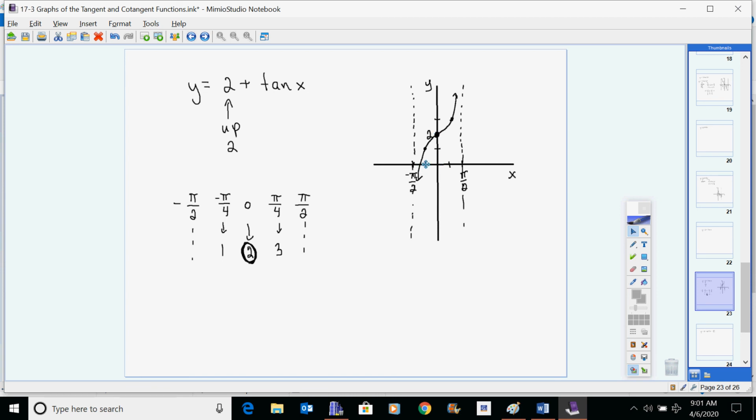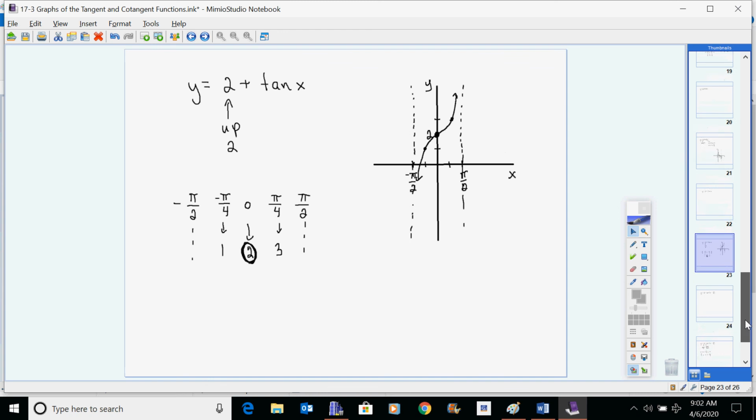My negative pi over 4 point, instead of being down here at negative 1, got moved up to be right here. And then this one had to be moved up 2. So just like where we had in the sine and cosine, we moved up the whole baseline so that it could pivot around that. The tangent also can have the whole thing dragged up.